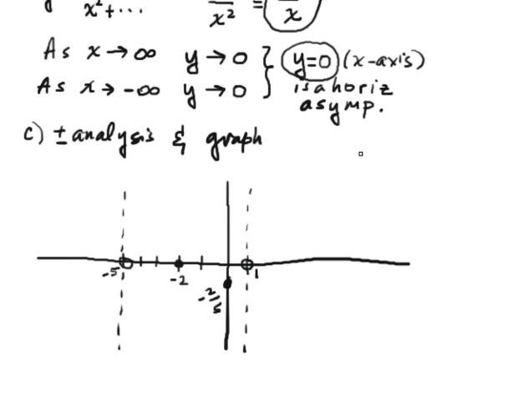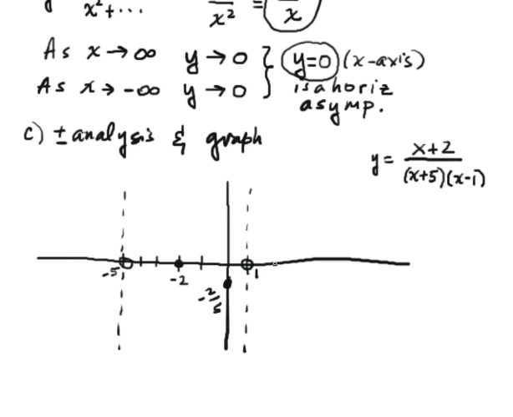Okay, now let's do the plus-minus analysis. Let me just write down the function, let me copy it down over here. x plus 2 over x plus 5 times x minus 1. Okay. All right, now we're ready for the plus-minus analysis.